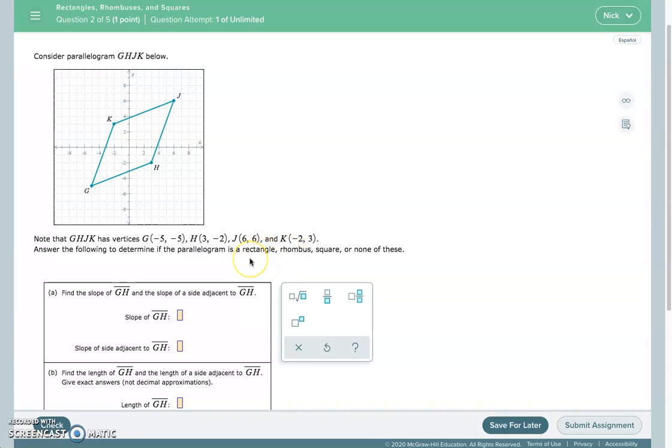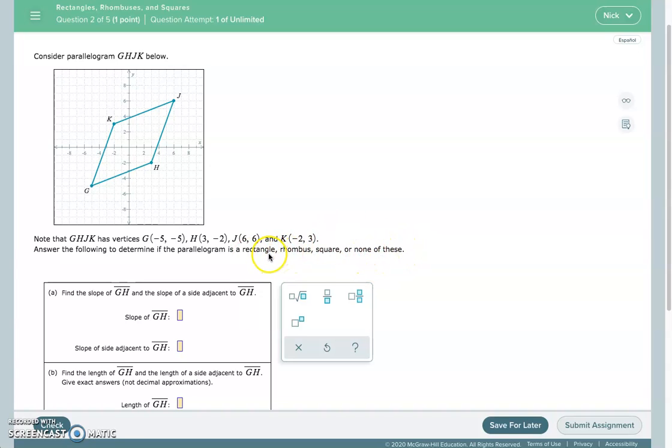rhombus. So for a rectangle, they do need to have right angles, so all the sides have to be perpendicular. And for a rhombus, all of the sides have to be the same length. And then a square would be a combination of those two. It would be both a rectangle with perpendicular sides and a rhombus with congruent sides. So if it's both of those, then it would be a square. If it doesn't fall under either of those, then it would be none of the above.